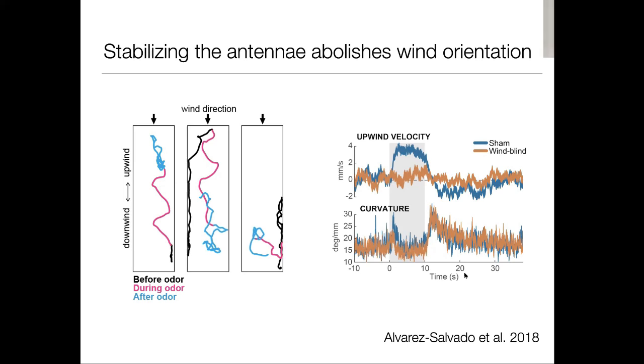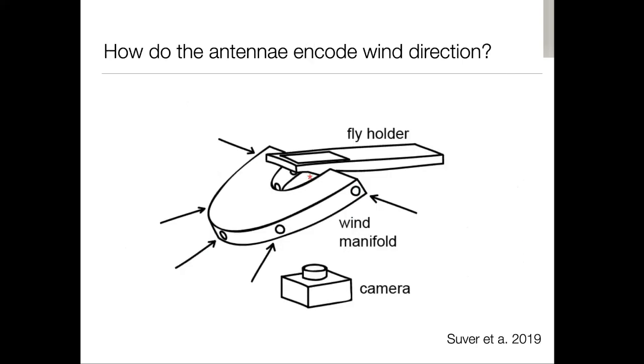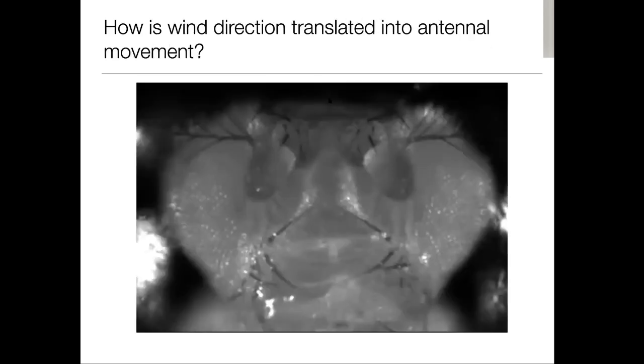Okay, so how do the antennae actually encode wind direction? To look at this, Marie Suver in the lab developed a preparation where she could mount a fly at the center of 5 different wind streams, and she had a camera placed below this so she could look up at the face of the fly, and then she could also make electrophysiological recordings from single neurons in the fly brain. So this is a picture of the face of the fly. Here you can see the antennae and the aristae coming off here.